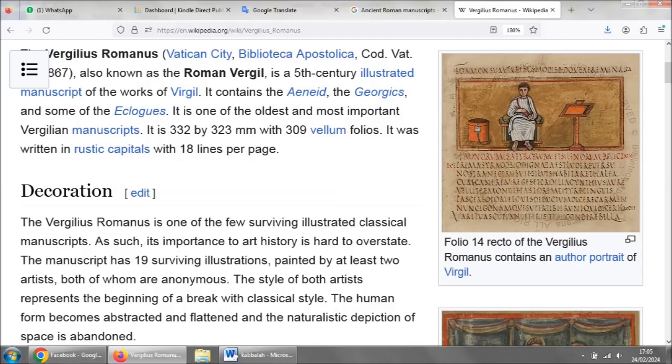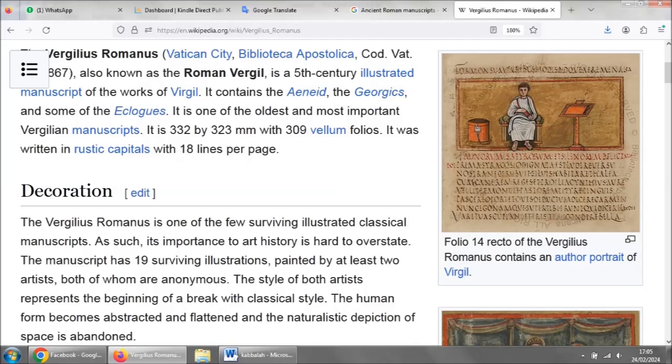One of the oldest and most important of these Virgil manuscripts. How many lines per page? The manuscript has 19 surviving illustrations painted by at least two artists. So there's 19 illustrations there, but there's about 18 lines per page. If you have a look at the top of some of the pages or the bottom, the notes or the introduction or whatever, it makes about 19. So it's like there's 19 lines to the page, we will notice.